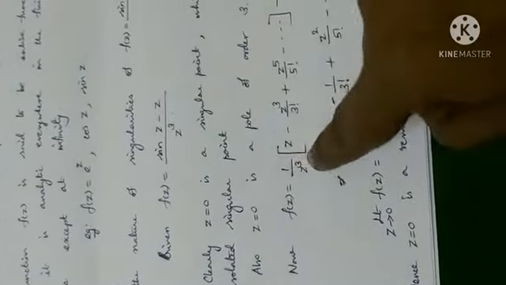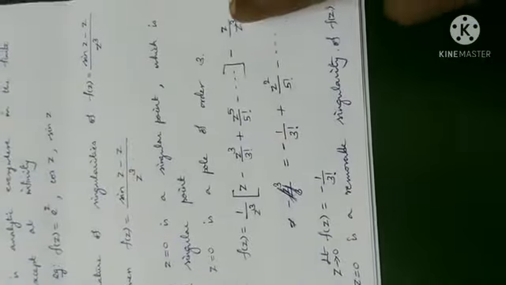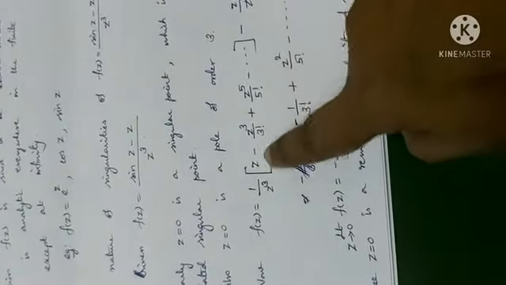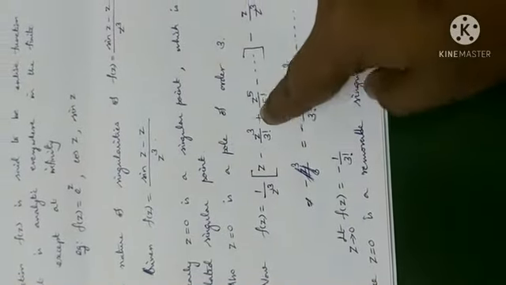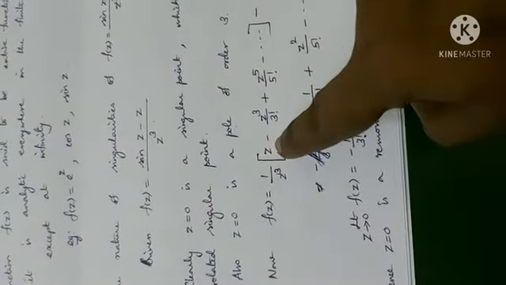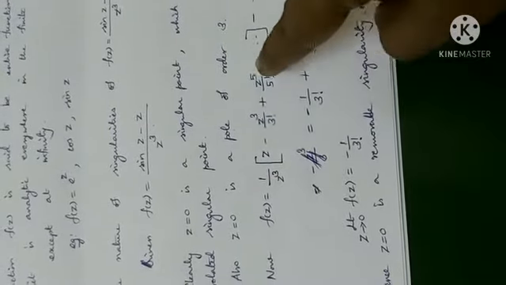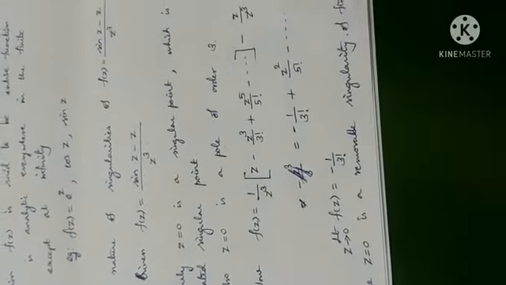See, f of z is 1 by z cube. Let us split it as sin z by z cube minus z by z cube. We know the expansion of sin z. I have given all the expansions as a remark. Sin z has expansion z minus z cube by 3 factorial plus z power 5 by 5 factorial minus etc.